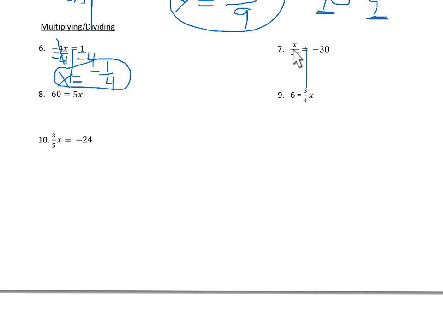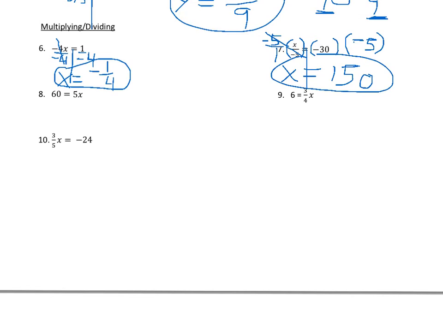Okay, if I look at 7, now what's new is this fraction bar right there. That fraction bar means division. So I have to do the opposite. So I'm going to multiply both sides by -5. Multiply this -30 by -5. These -5s cross cancel, they go away. So just like that I get x by itself. And on the other side, -30 times -5, the negatives cancel out, and I'm going to get 150.